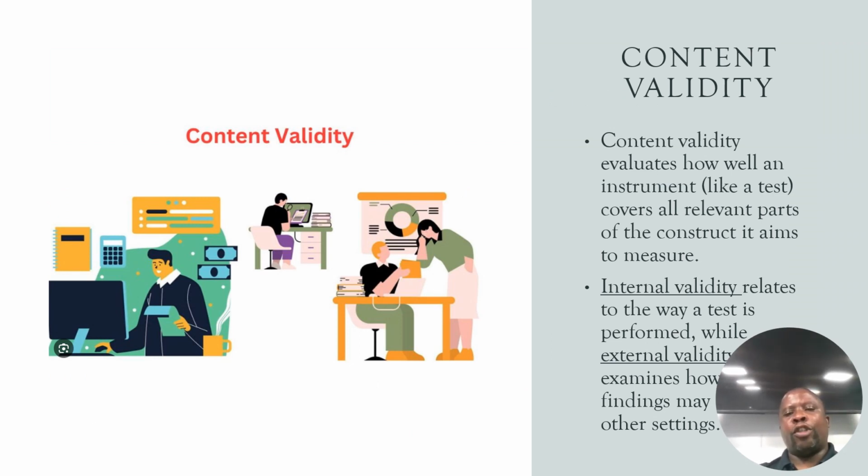The first one is content validity, and content validity measures how well an instrument, like a psychometric test, for example, covers all relevant parts of the construct it aims to measure. An example is the learner's license test that you write. If you see, they try by all means to make sure that it covers everything that you are expected to have learned.